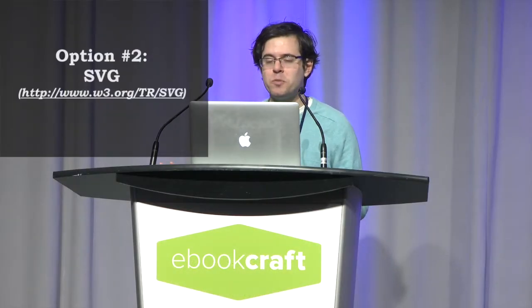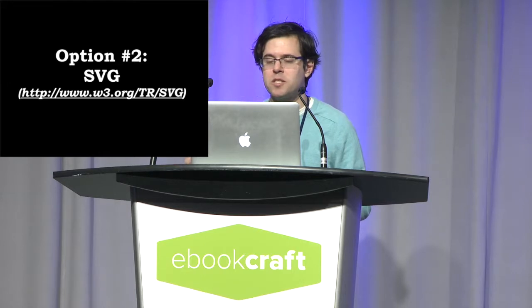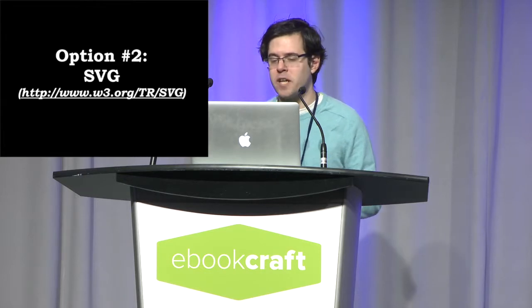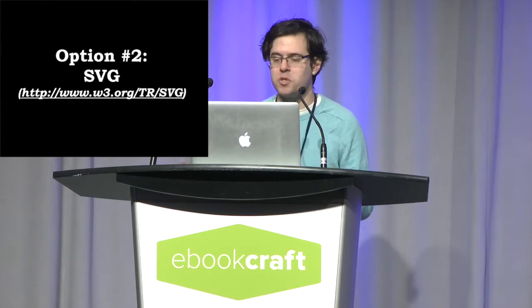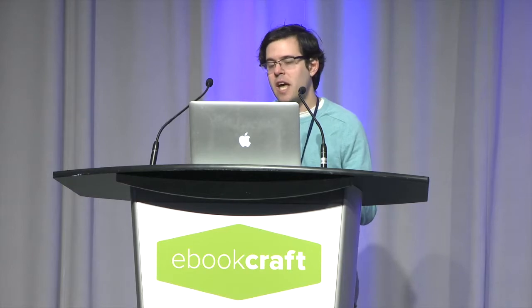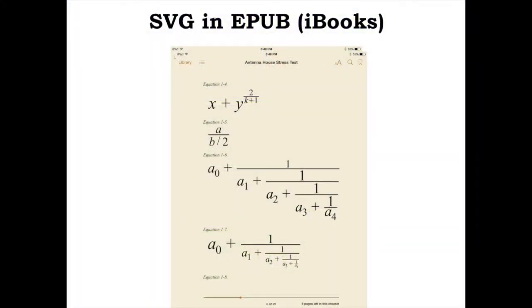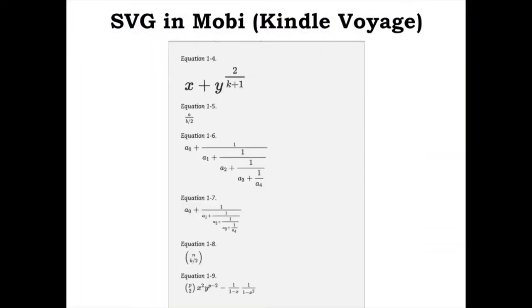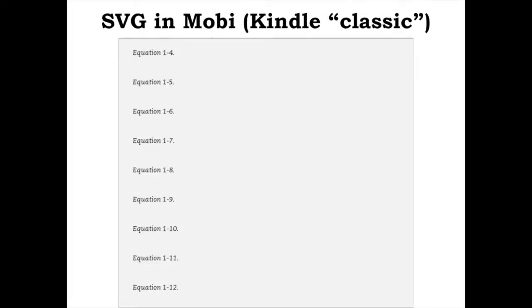So the second option we started looking at was SVG, which is scalable vector graphics. We wanted to do that because it's more accessible than bitmap formats, and it's also vector based, so it scales really well, as the name would suggest. It looked okay in iBooks again, and it looked okay in Kindle Voyage, and we were really excited this might be feasible. And then we started looking at Kindle Classic, and they just make them all disappear. That was not a good user experience.